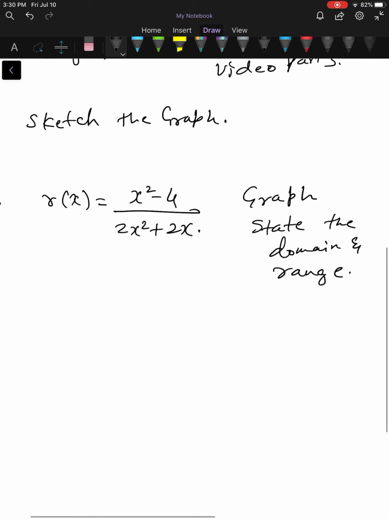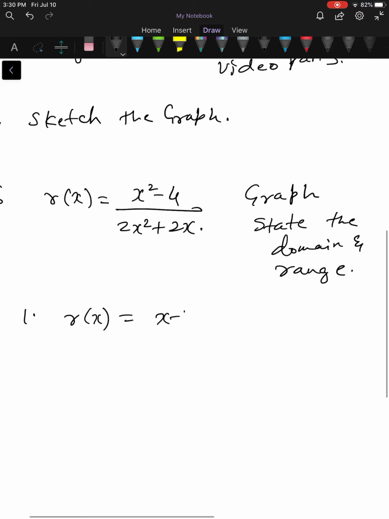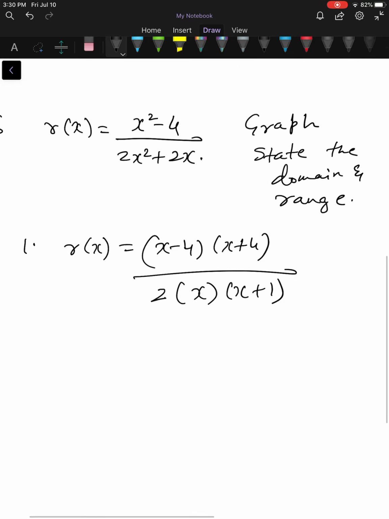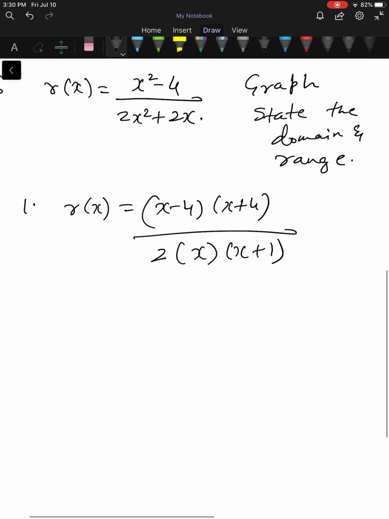To do that, what is the first step that we learned above? We have to factor both the numerator and the denominator. The numerator is of the form a squared minus b squared, so that gives us x minus 2 times x plus 2, divided by the factorization of the denominator, which is 2 times x times x plus 1, correct? So this is the factorized form of the given function.